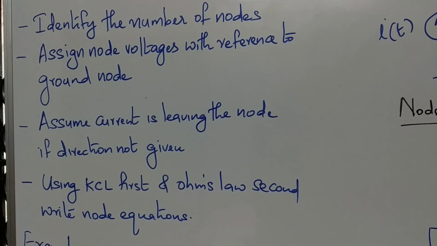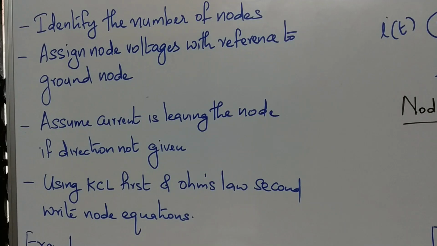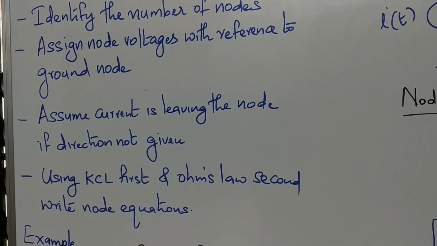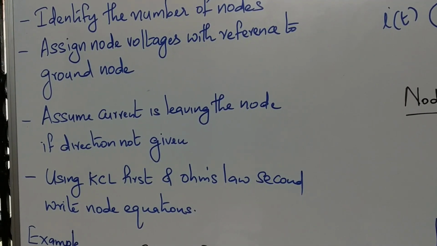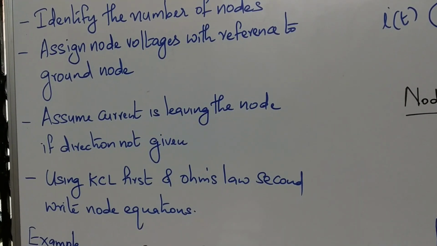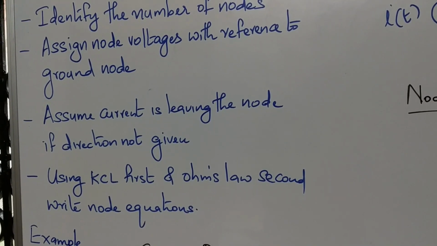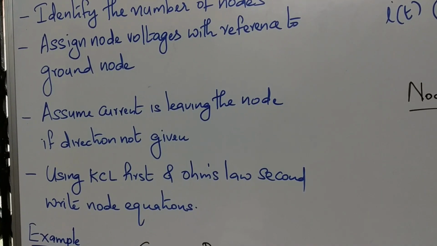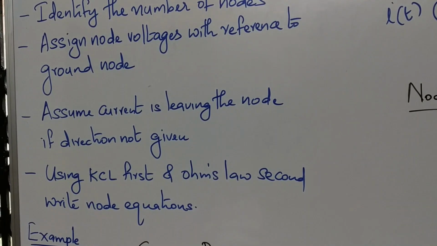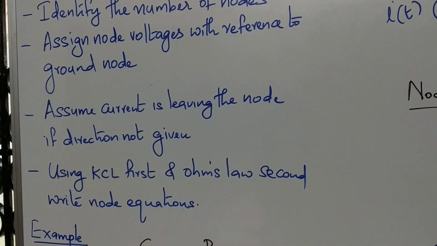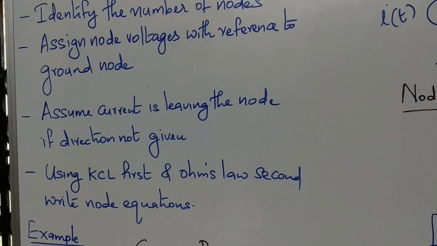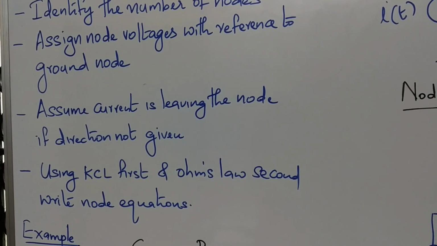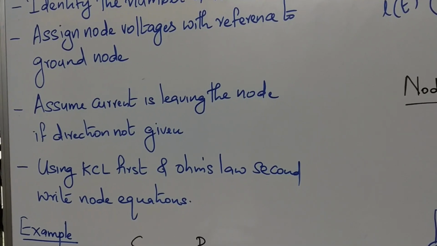Then second is assign node voltages with reference to the ground node. So first identify the nodes and then assign voltages. By assign voltages we mean you simply name them V1, V2, V3, etc. And when you assign a node as V1, it means the voltage at the node is V1 with respect to the ground node. The ground node is always taken as 0 volt. So V1 will have a plus polarity with reference to the ground node.